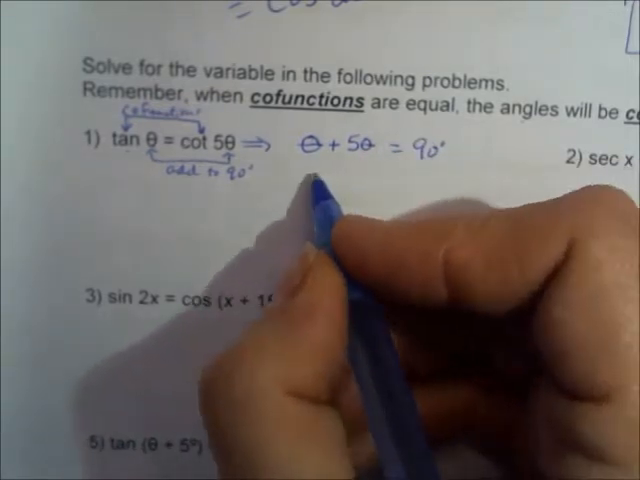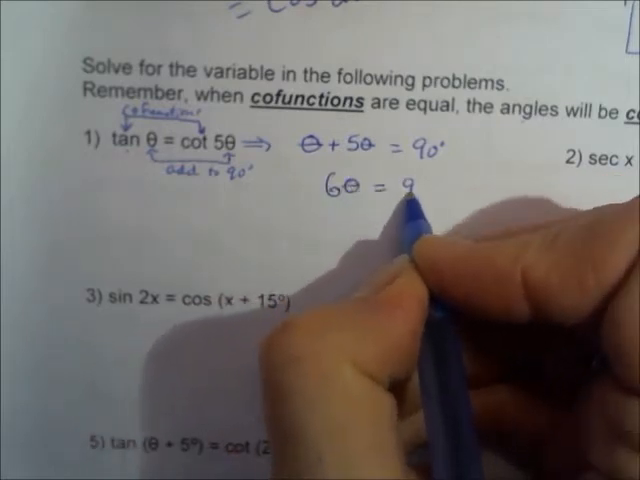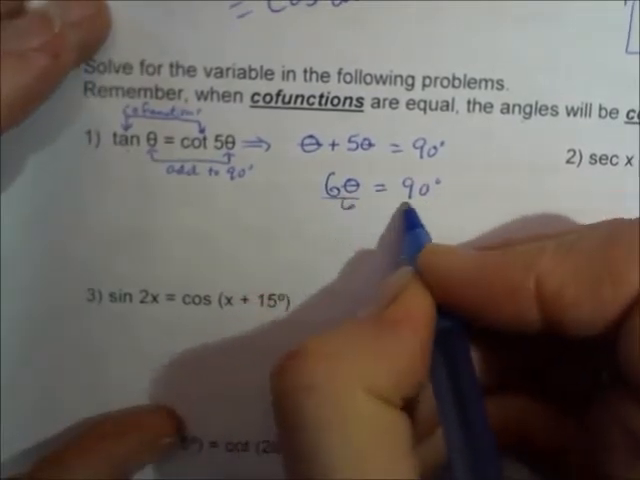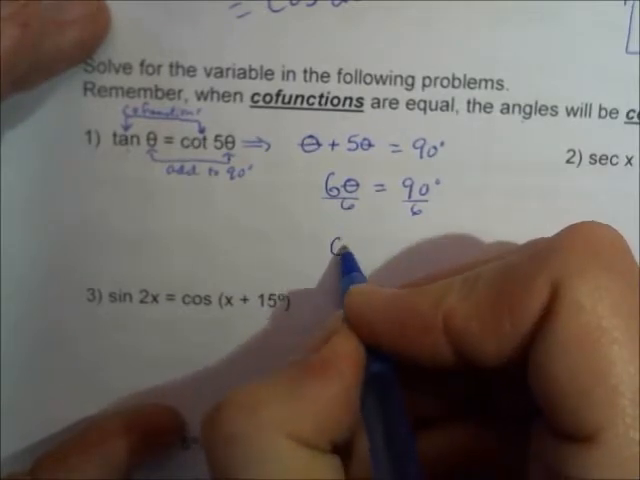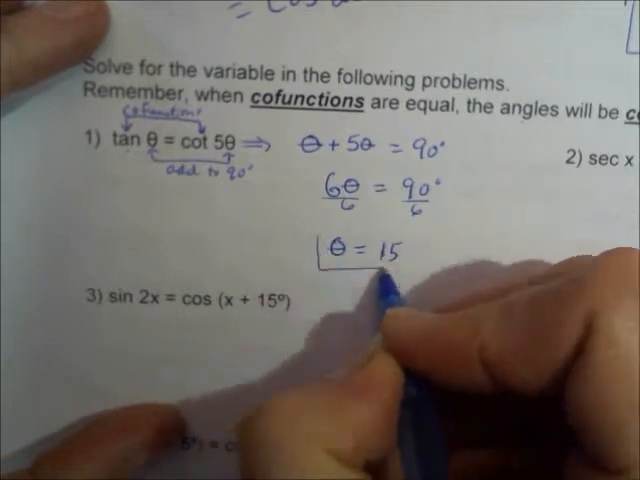Well, theta plus 5 theta is 6 theta. It's just like an x. 6 theta is equal to 90 degrees. And so now we just do 90 divided by 6, which is 15. So theta is equal to 15. And that's the end of that problem.